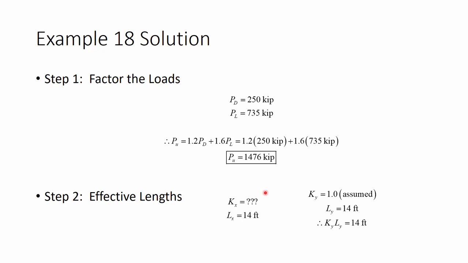So if K is 1 and the length is also 14 feet, then we have a KL along the weak axis of 14 feet. Remember, in the manual, that's referred to as L sub CY. Forgive me, you'll see me using KLs in the presentation as opposed to the L sub C's in the manual, but it's all the same.